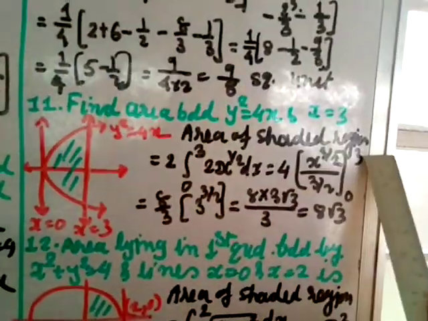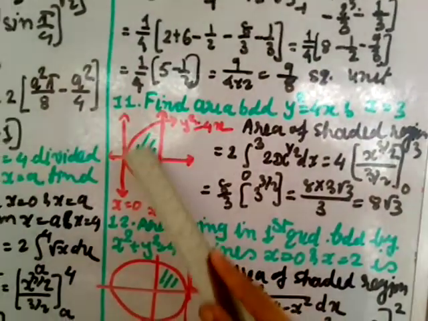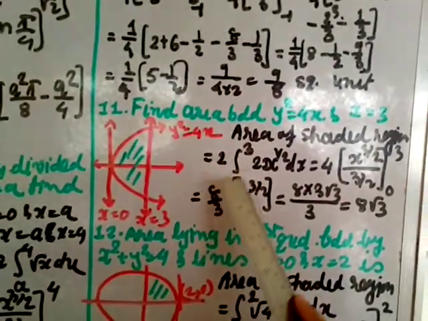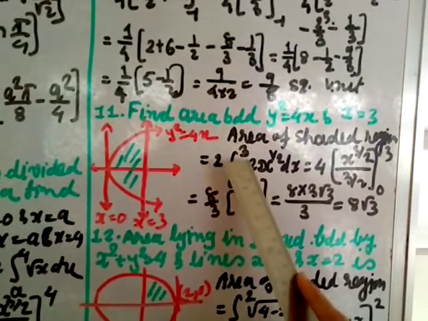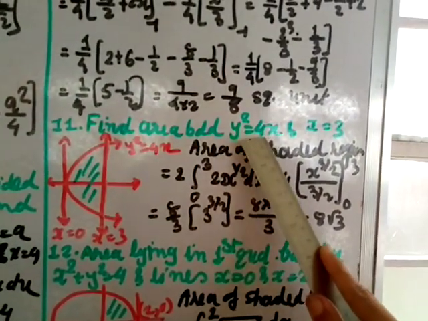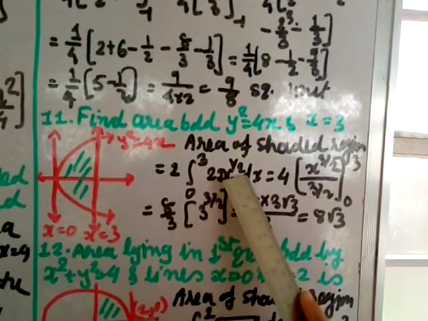So area of the shaded region is 2 times. Why 2 times? Because of these 2 parts. Integral 0 to 3, and y square is 4x, so y is 2 root x, so x power 1 by 2.